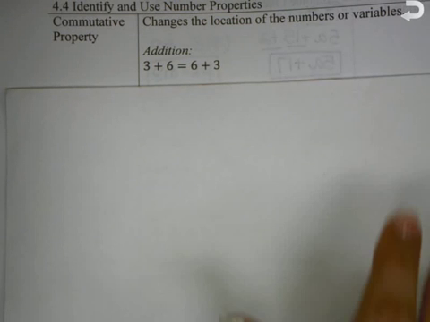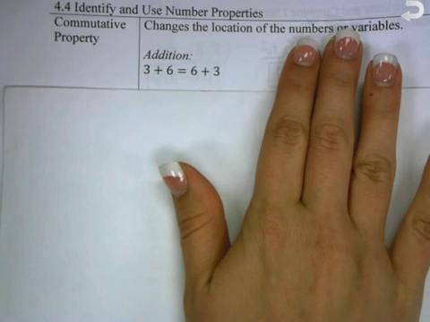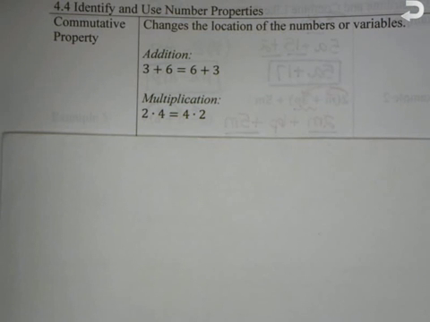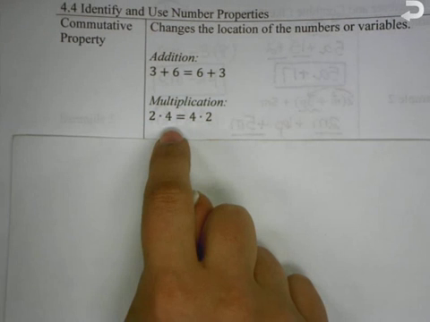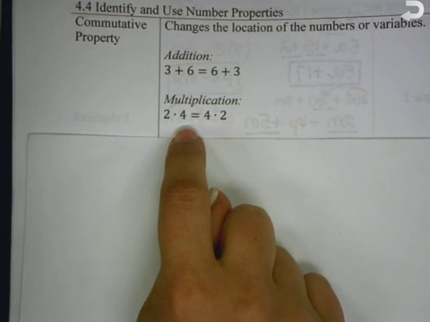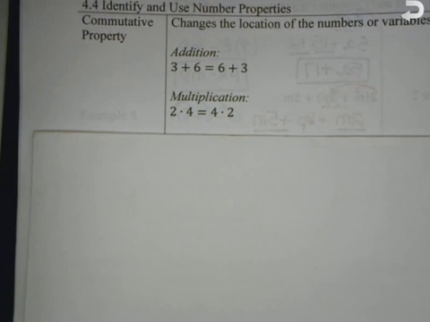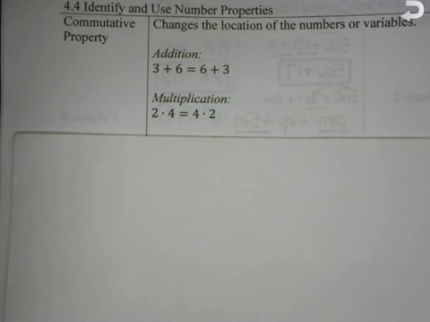Now the same thing is also true for multiplication. If I am multiplying two numbers, the order that I multiply those numbers doesn't matter. I could multiply 2 times 4, which gives me 8. And 4 times 2 also gives me 8. So the order in multiplication does not matter.